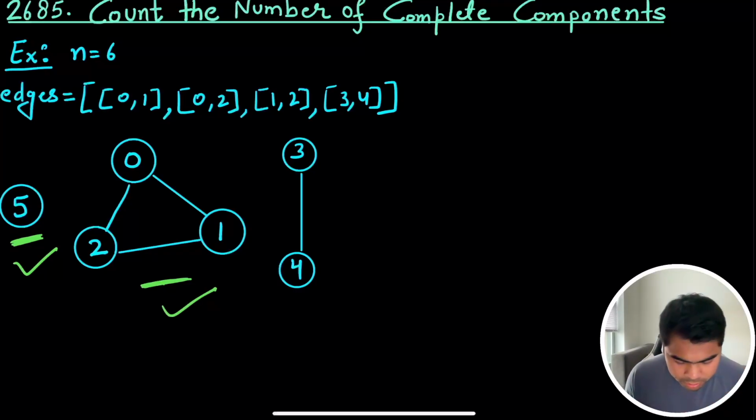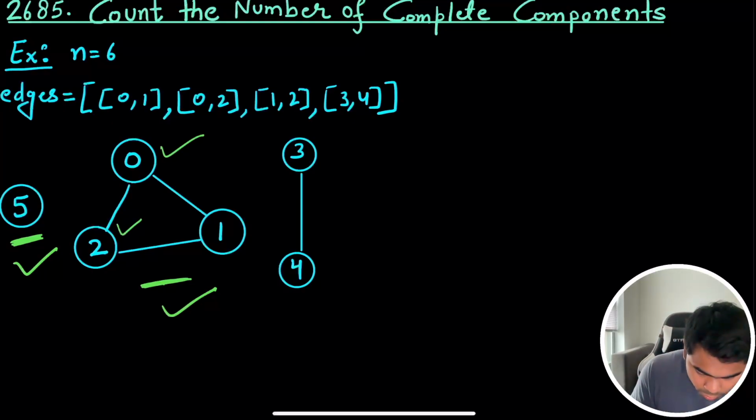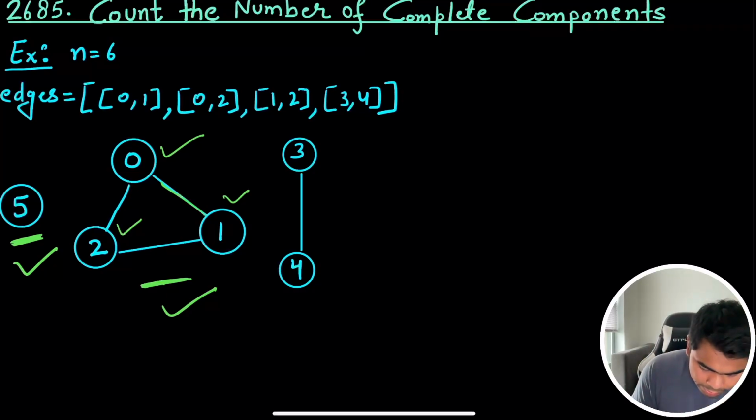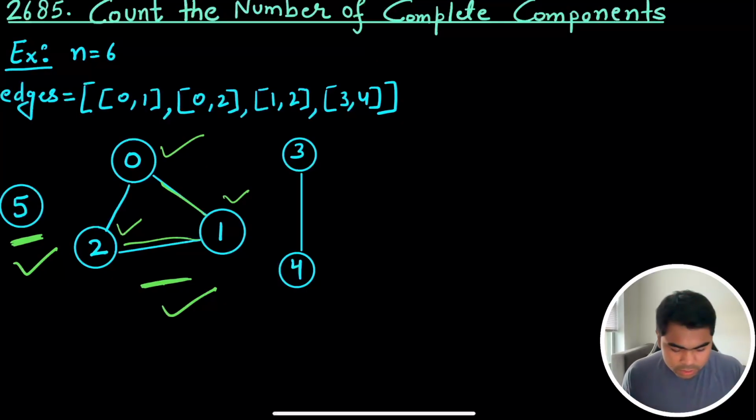How about the third one? Well, here there are 2 nodes, but by the way, remember, we checked for 0. It is connected to every other vertex in this connected component. 2 is also connected to every other vertex in this component, and 1 is also connected to every other vertex in this component. So you can see right here, this is basically like a cycle.